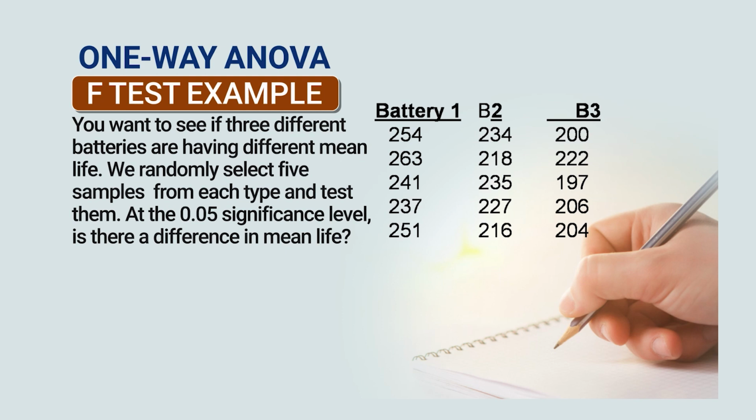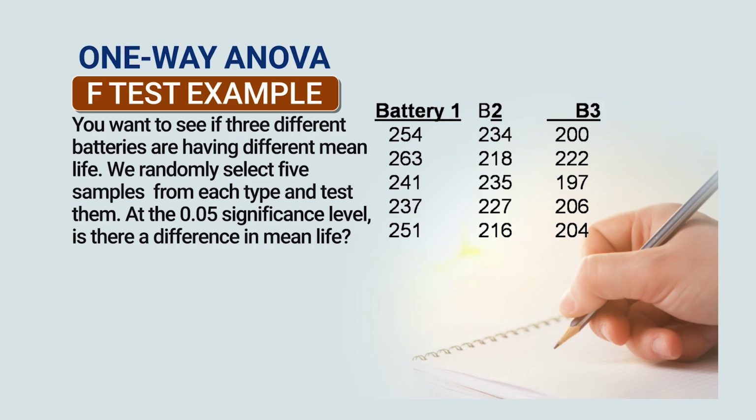Similarly, look at battery 2. In battery 2, the minimum value is 216 and the maximum value is 235. Why is there a variation from 216 to 235? Where do I attribute this? We do not have any reason for that, because all the 5 batteries are from the same brand and we have used the same background conditions for testing them, still there is a variation. So the variation in the second sample is again attributable to a random component.